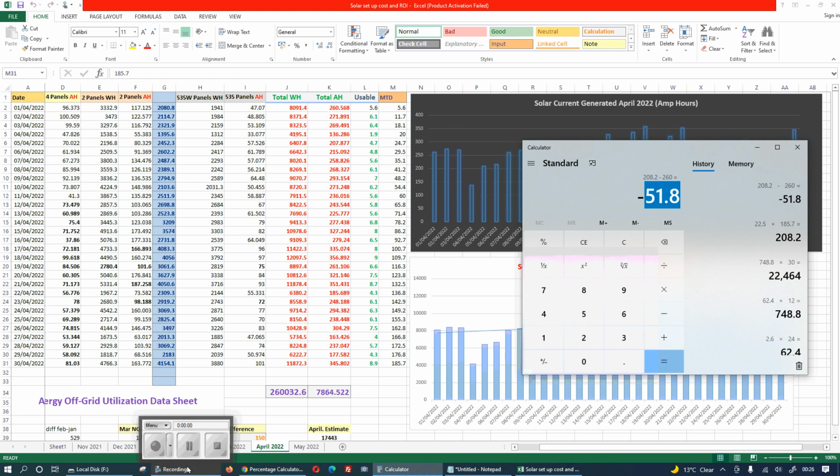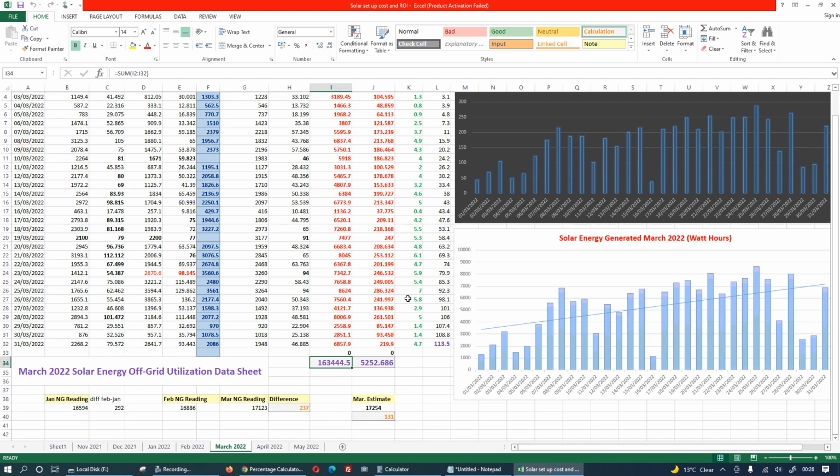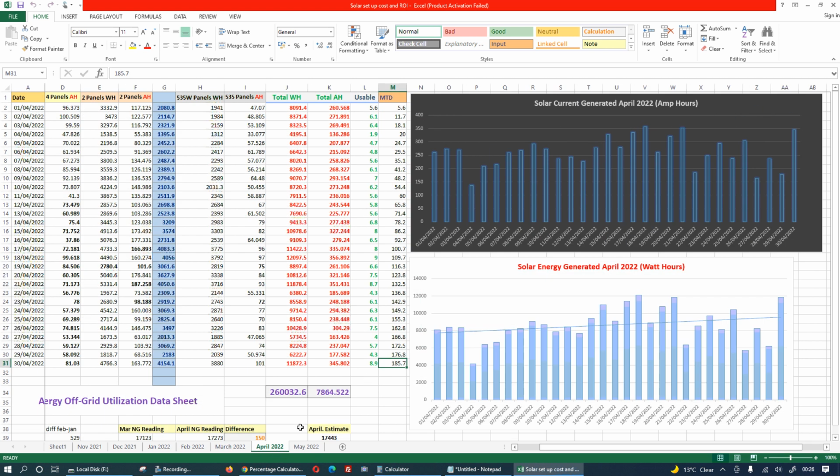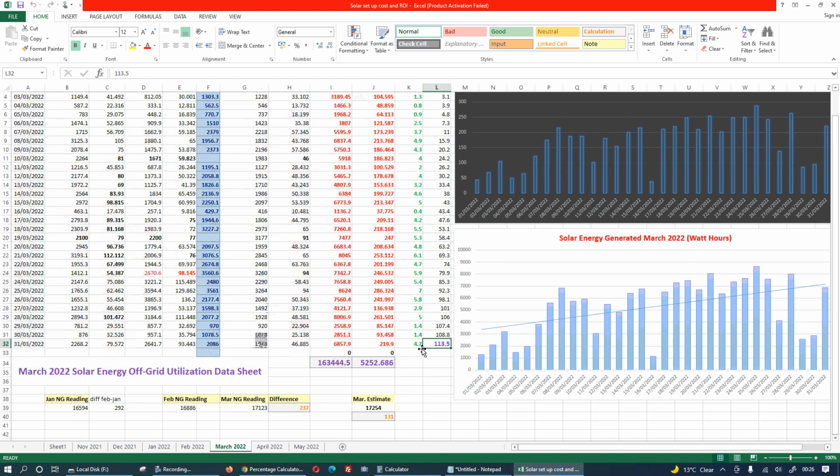Now let's go back into March here. As you can see, in March I generated 163.4 kilowatt hours, but I was able to use 113.5 kilowatts. I can also do the calculation by adding the energy usage from the inverter itself. If I add it, it's going to give me around the same figure as what I get in April. So if you want to do that calculation, please go ahead. But it's somewhere around that. I don't want to take up much of your time doing that calculation right now.